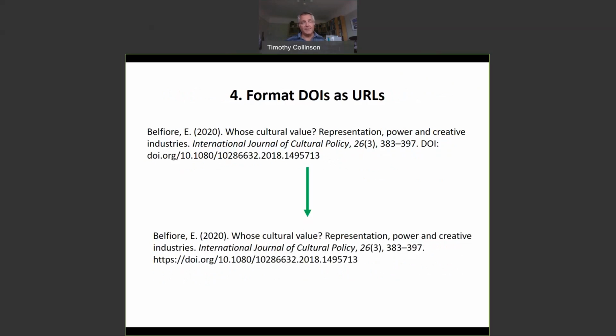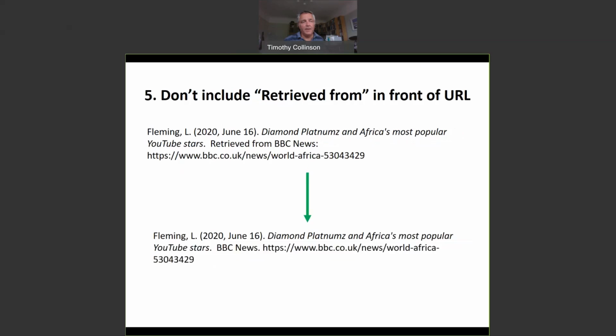We now format DOIs as URLs. You can see a very subtle change there with the HTTPS and the colon / at the front, and no DOI in capital letters with a colon. So that's a little bit easier and more obvious, and the links should make it easier to retrieve information. On the other hand, you don't put retrieved from in front of a URL anymore. So that's a little bit of a simplification.